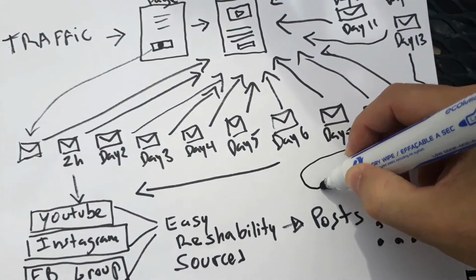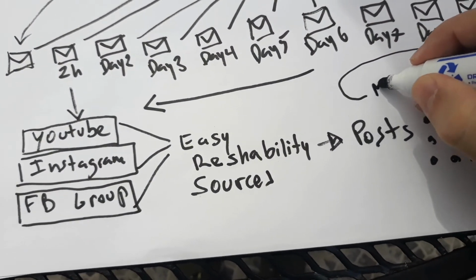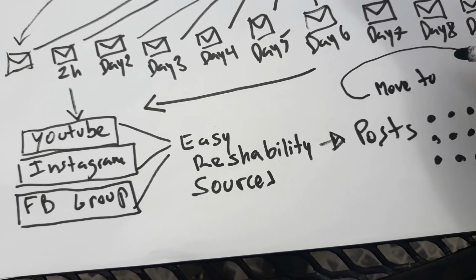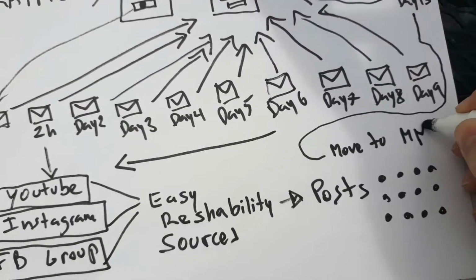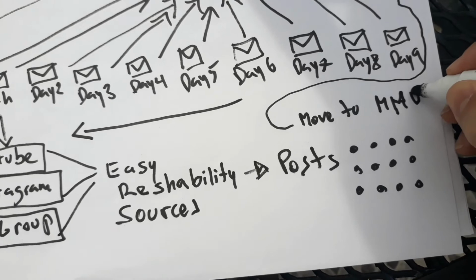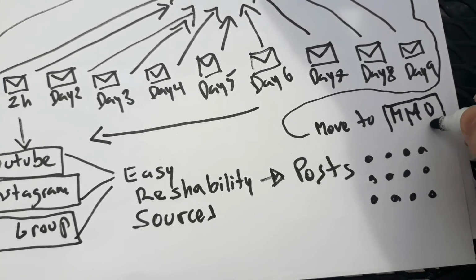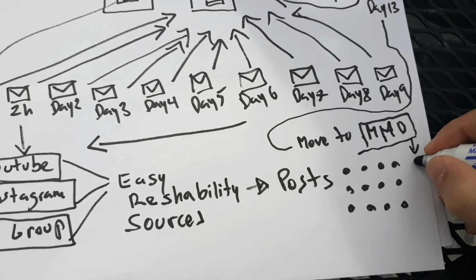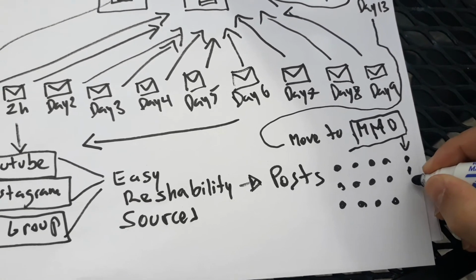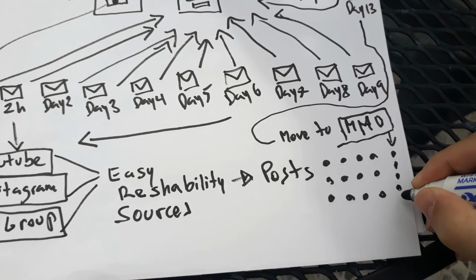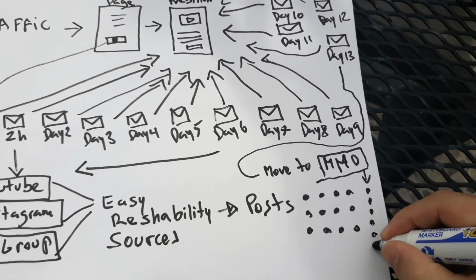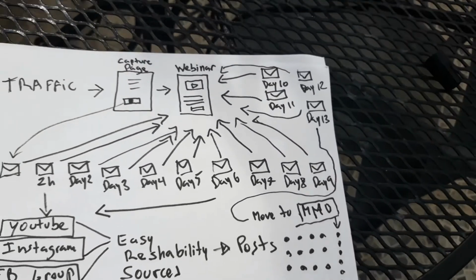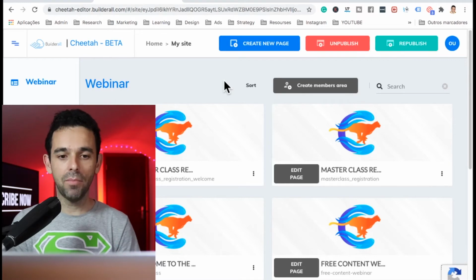Then on day 13, I do an automation on my autoresponder and I move them to my other list, which is the Make Money Online list. And on this list, I have a follow-up where again, I provide them with value, good content, and once in a while an offer. And there you go.